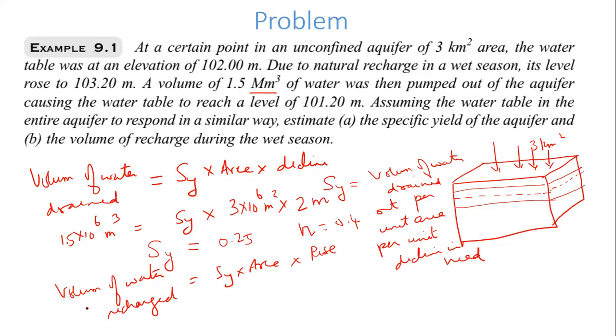So you are asked to find out the volume of water recharge. It will be equal to specific yield 0.25 into 3 into 10 power 6 meter square into 1.2 meters, right? How did I get this 1.2? The water level rose from 102 to 103.2, so that's an increase of 1.2 meters. So 1.2 into 3 into 10 power 6 into 0.25 will be the volume of water that has been recharged. All right.